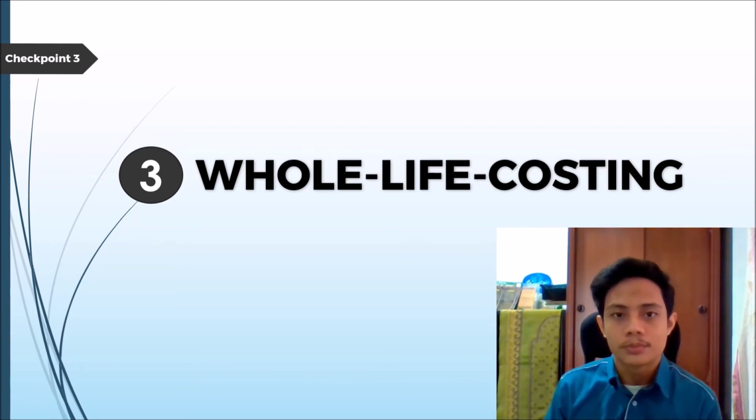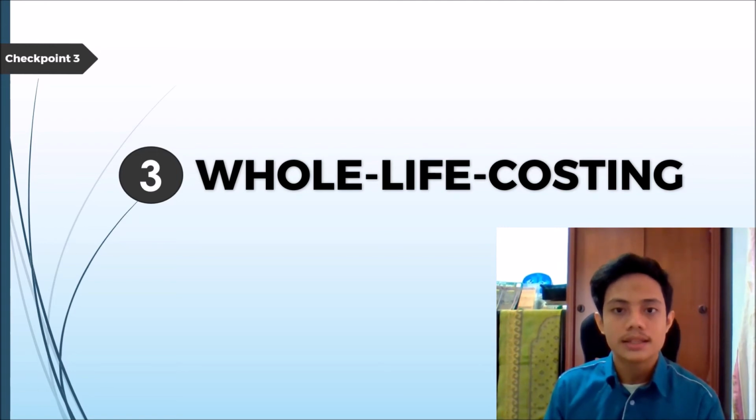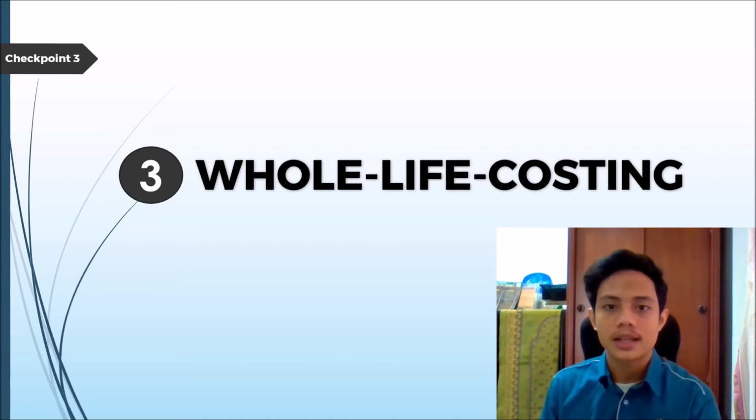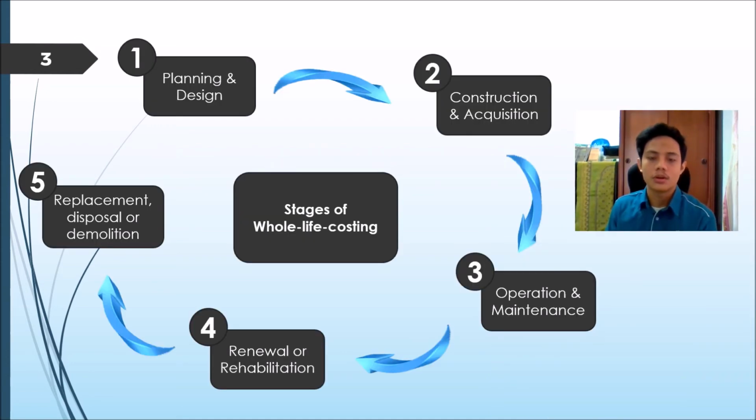A whole life cost of a project is the cost of the project from the inception until the demolition of the project. It takes account not only the cost to construct the project, which is the initial cost, but also the cost in use or the operational cost of the building until the building's life ends and it is demolished. Therefore, to calculate the whole life cost of this project, the first step is to identify the stages and costs involved in each of the stages of the whole life costing process.